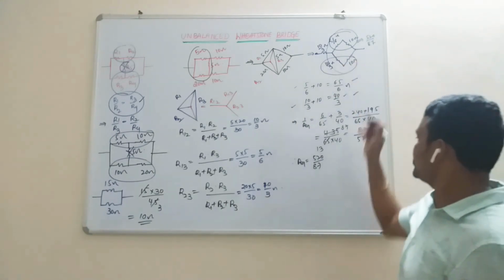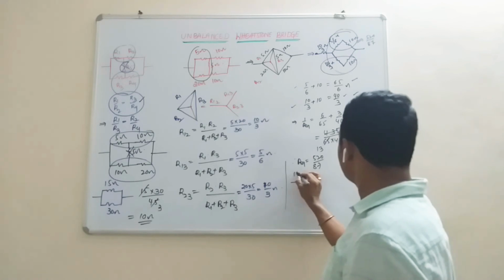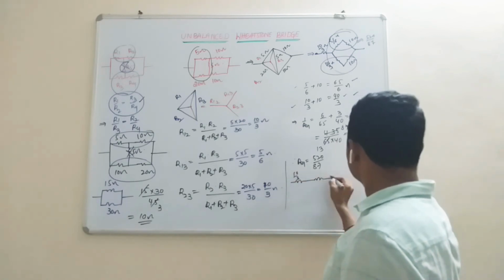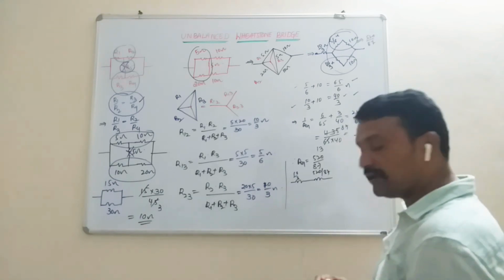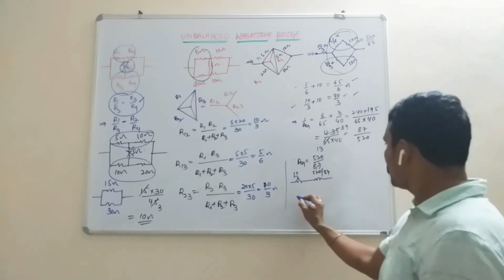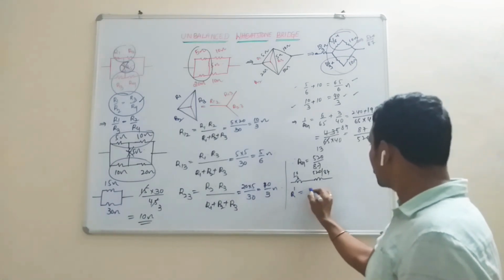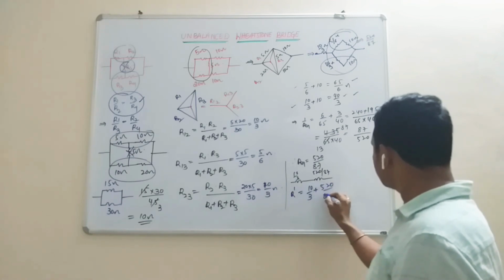So now these two are in series. Now this circuit becomes: this is 10 by 3, this is 520 by 87. Now these two are in series, so very clear, series in the sense R1 plus R2. Now the equivalent resistance required is 10 by 3 plus 520 by 87.